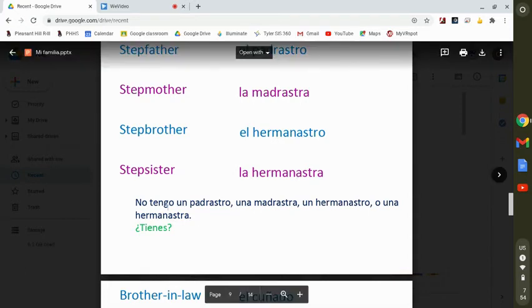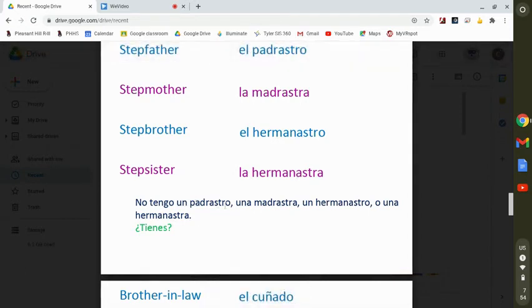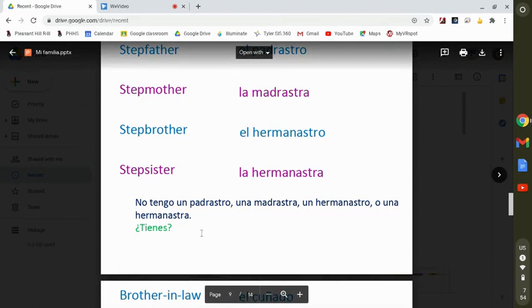And my sentence is, no tengo un padrastro, una madrastra, un hermanastro, o una hermanastra. ¿Tienes? So I said, I don't have a stepdad, a stepmom, I don't have a stepbrother or a stepsister. Do you have one?